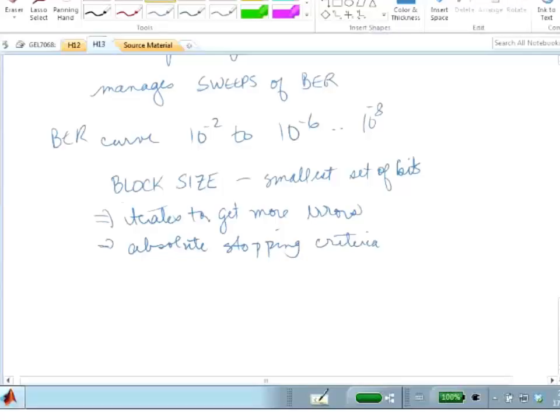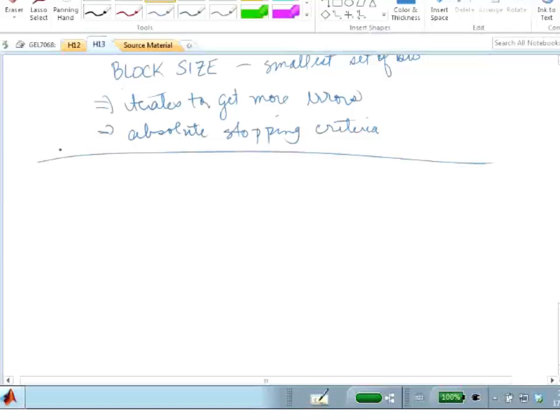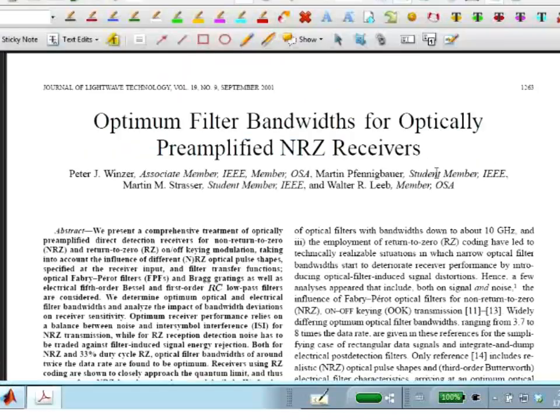I'd like to go on and just talk about the Windsor paper and the homework. This is the paper I'm referring to, where they're looking for optimum filter bandwidths for NRZ receivers. And in this assignment, they're looking at receivers that have a fixed filter.